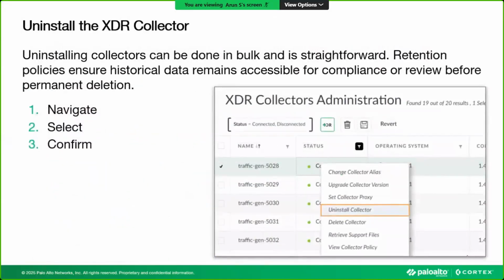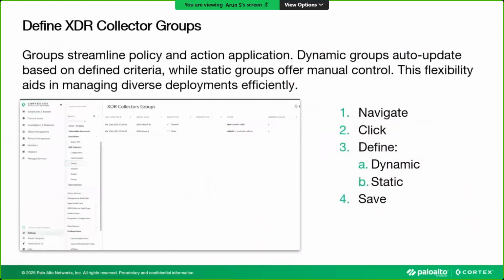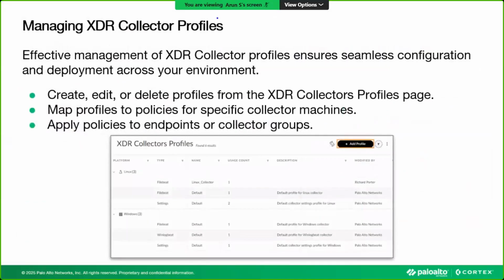Then uninstall, again, similar to your agent, when you want to upgrade or uninstall. Once the collector is ready, do a right click. You have the option of uninstall collector, and that will be uninstalled. Then you want to create groups, collector groups. You can create a static group or a dynamic group, very similar to your agents.